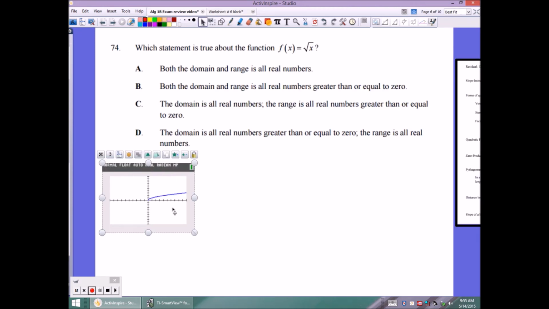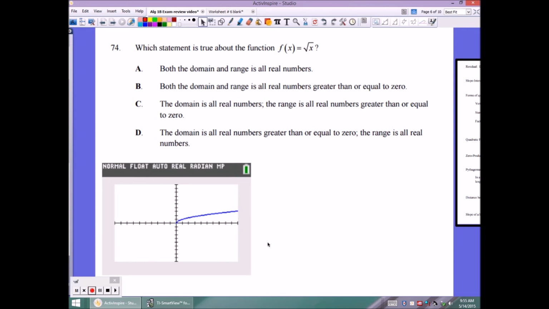So, looking at this, we're asked about domain and range. So first is, I'm given a function, let me graph it, let me look at it. I'm sorry, which statement is true about the function? Both the domain and range is all real numbers. Does this function cover all my x's? No. Does it cover all my y's? No, because it doesn't go all the way down. So I know that this is not going to be it.